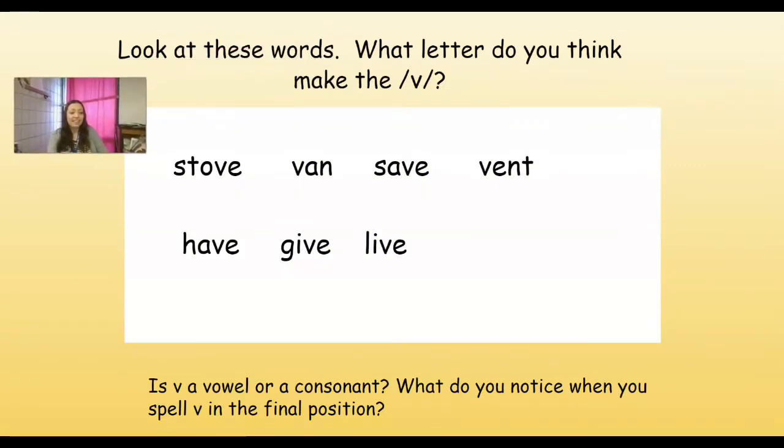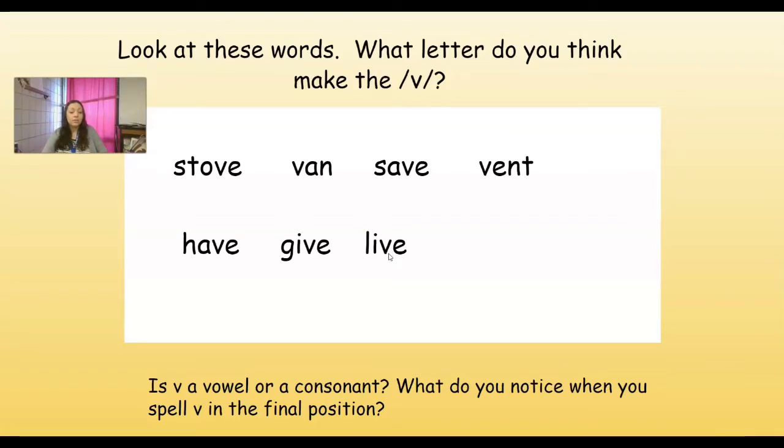All right, look at these words. I have stove, van, save, vent, have, give, and live. What do you notice about them? That's right, they all have the letter V in it. And is V a consonant or a vowel? It's a consonant because remember it's not A, E, I, O, U, so it must be a consonant.